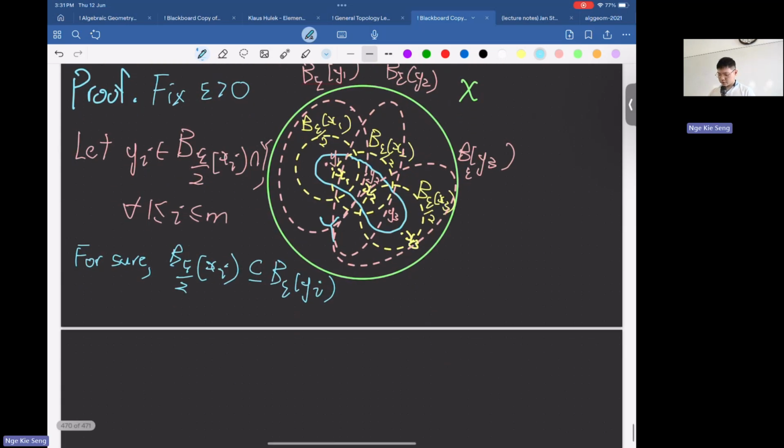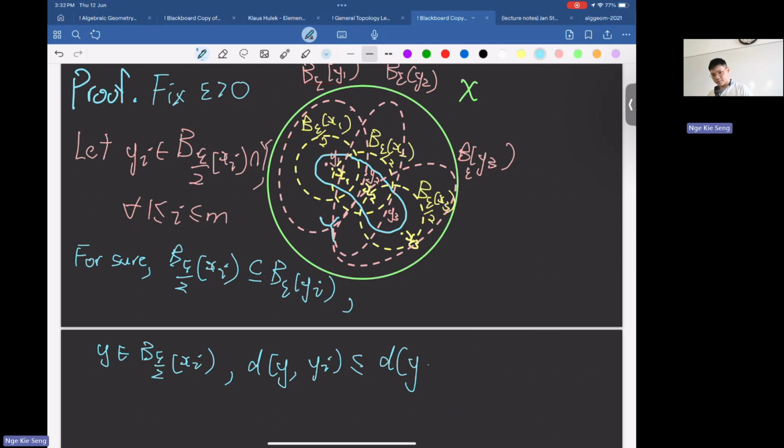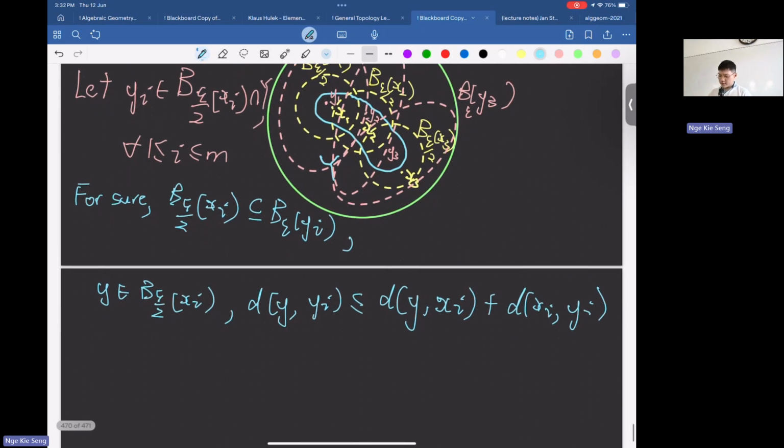So let's show this. Let's take y in b epsilon over 2 of xi. Then we want to see what's the distance between y and yi. This is less than or equal to the distance of y with xi, plus the distance of xi with yi. But y lives in the ball of radius epsilon over 2 away from xi, so this is less than epsilon over 2. How about xi and yi? We picked it from the ball of epsilon over 2 of xi as well, so it's also less than epsilon over 2.